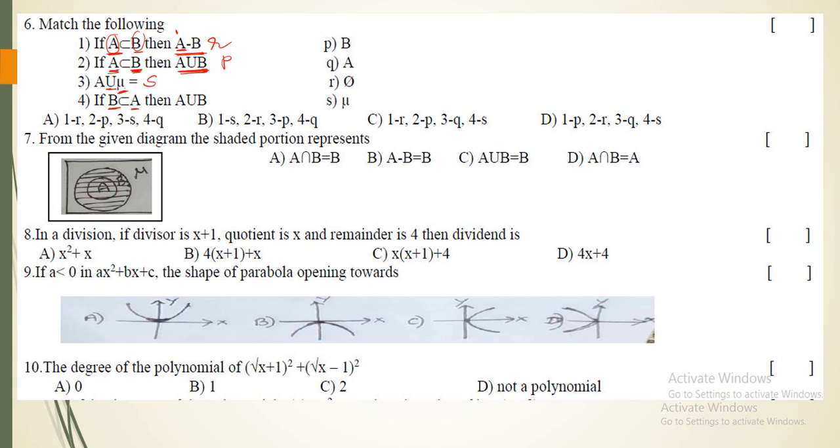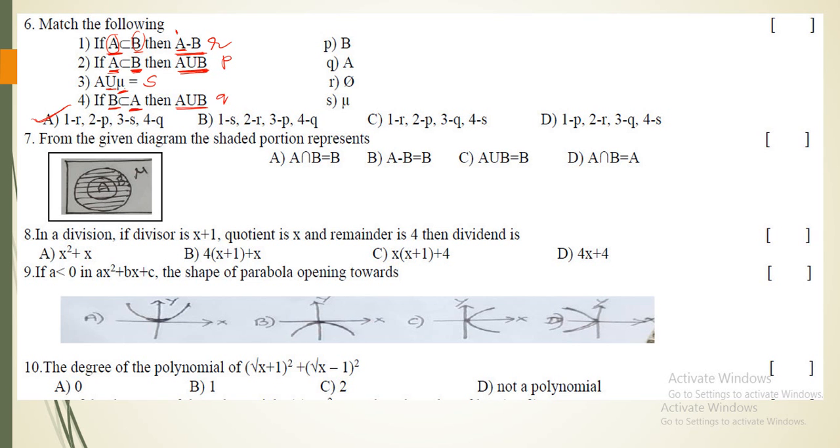If B is a subset of A, B subset of A means every element of B is present in A. Based on this, which one is the bigger set? A is my bigger set. So A union B gives me A. So what is the answer? RPSQ, which means option 1. Next, from the given, the shaded portion represents. Here if you observe, this whole thing is shaded.